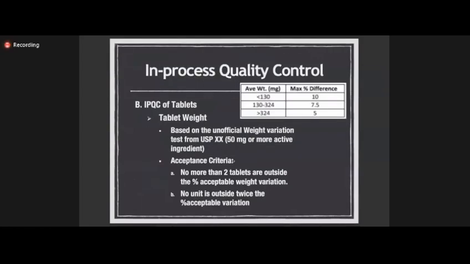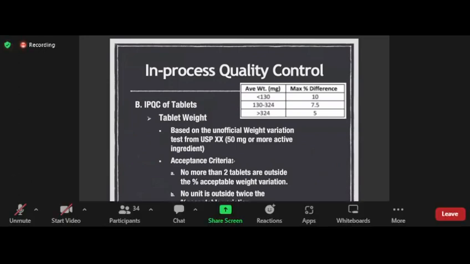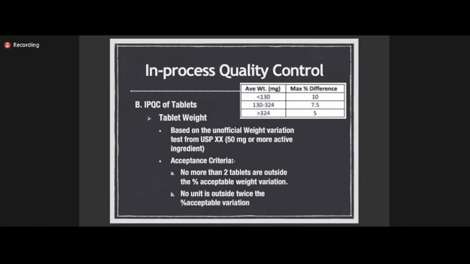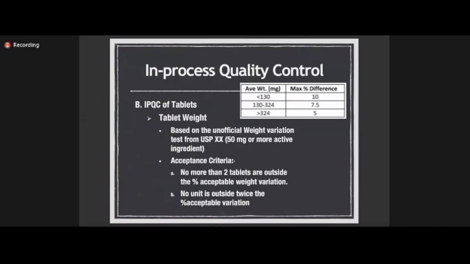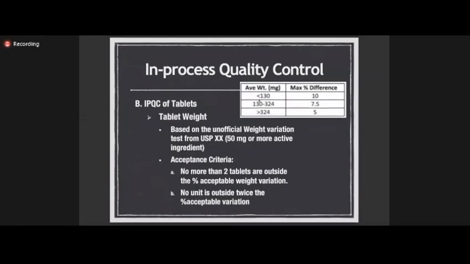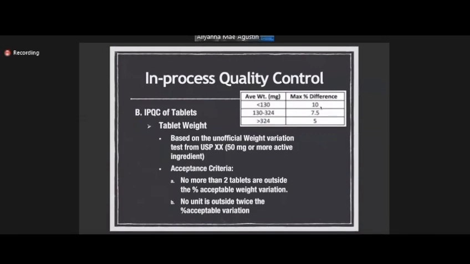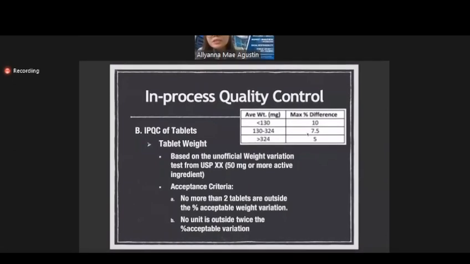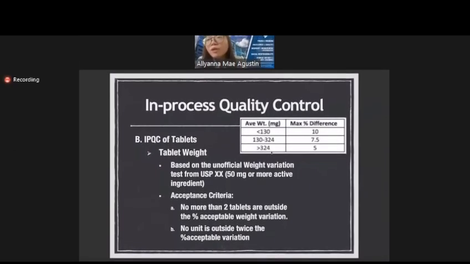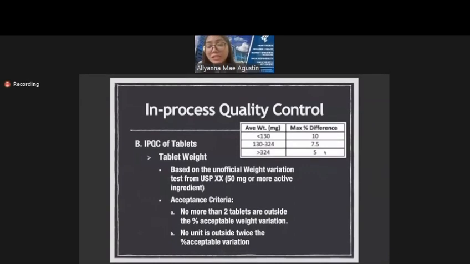So next, sinabi ko na, tablet hardness, tablet thickness, tsaka tablet weight gina-measure pod. So the tablet weight, that's the unofficial weight variation test according to USP. So basically you weigh 20 tablets, class, tapos get their average weight. Now, if the average weight is less than 130, then the maximum difference is 10%. Pag the average weight is 130 to 324, then 7.5%. Then, if greater than 324, for example, 500 milligrams, then the maximum percent difference is 5%.